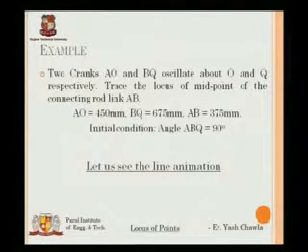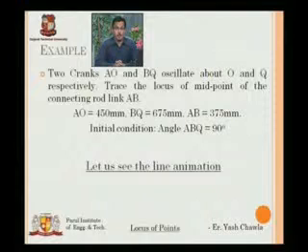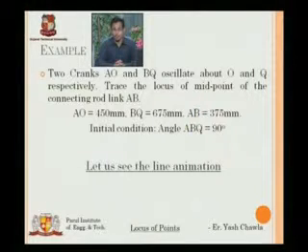Now the dimensions are given. AO is 450 mm, BQ is 675 mm, AB is 375 mm. The initial condition is given, that is angle ABQ is equal to 90 degrees. Now the importance of this particular angle ABQ equal to 90 degrees will be realized once we start drawing the figure and we reach the point where we have to draw the crank BQ.